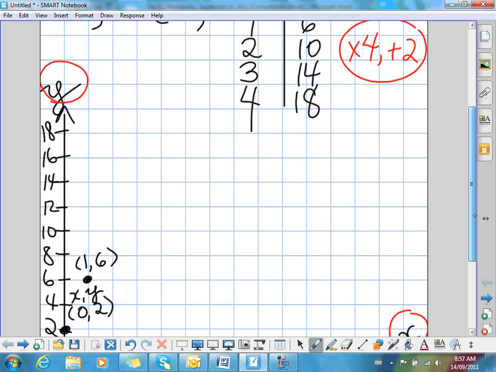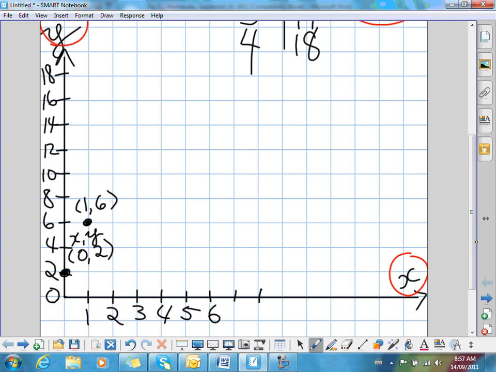Now, 1, 6. Okay, the next one, can someone read me the next coordinate that we're going to plot from the t-table? Okay, 2 and 10. So 2 is the x coordinate, and then 10 is the y coordinate, so we know it ends up here. Okay, so it's 2, 10. I think there's another point after that. There's 2 more.